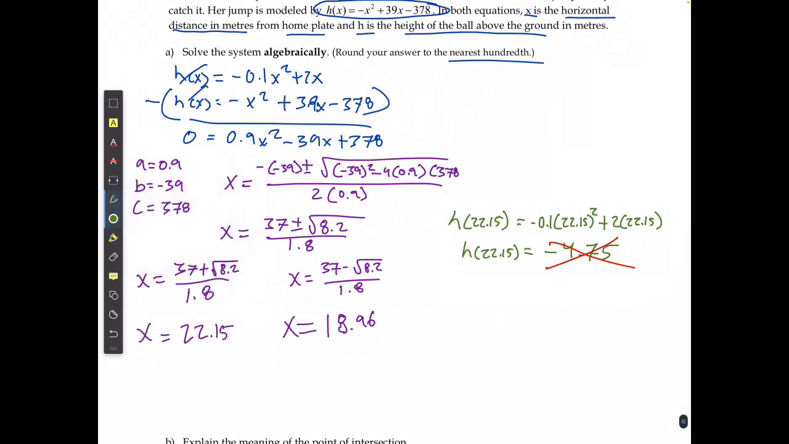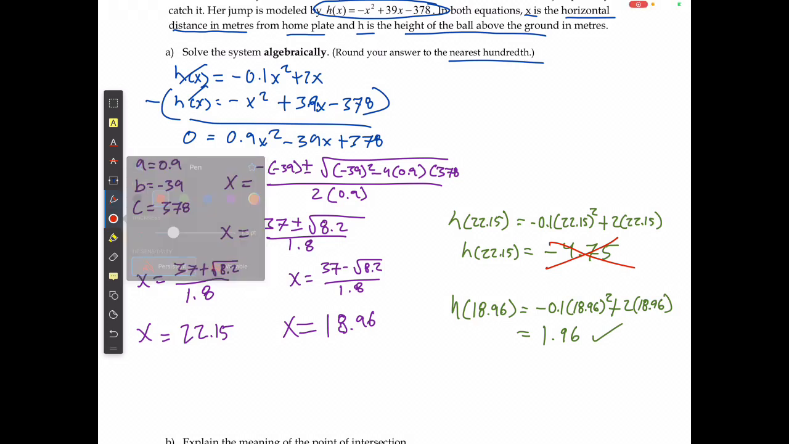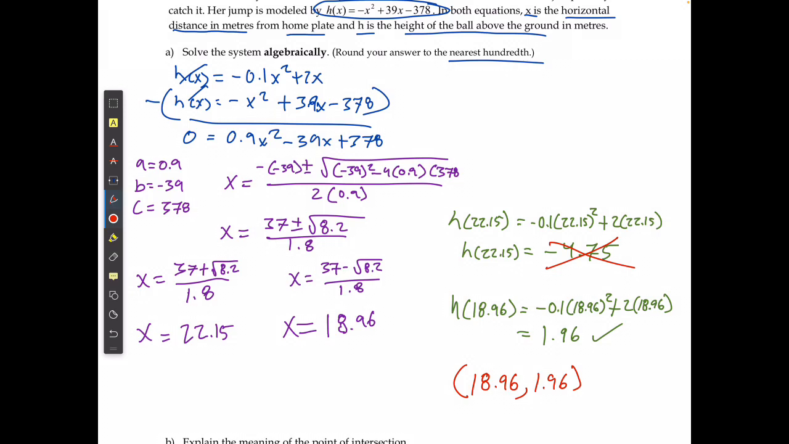What about the other possibility? The height, where it's 18.96, is equal to negative 0.1 times 18.96 squared plus 2 times 18.96. This gives me 1.96, which could be possible. So I wind up with the solution of 18.96 and 1.96.